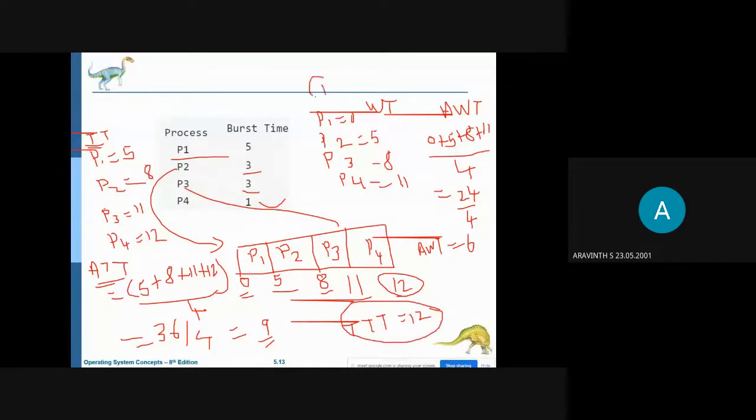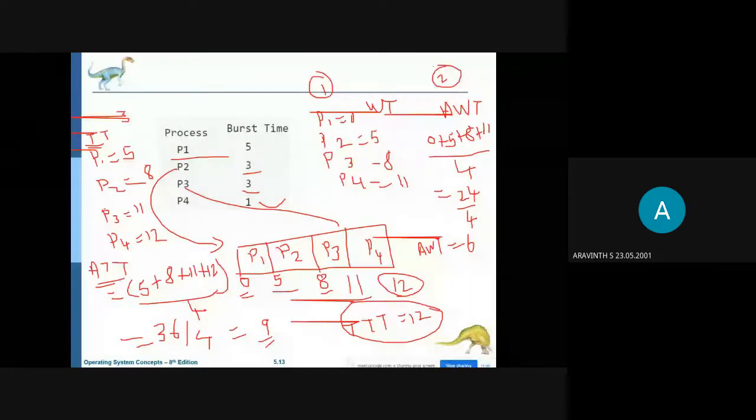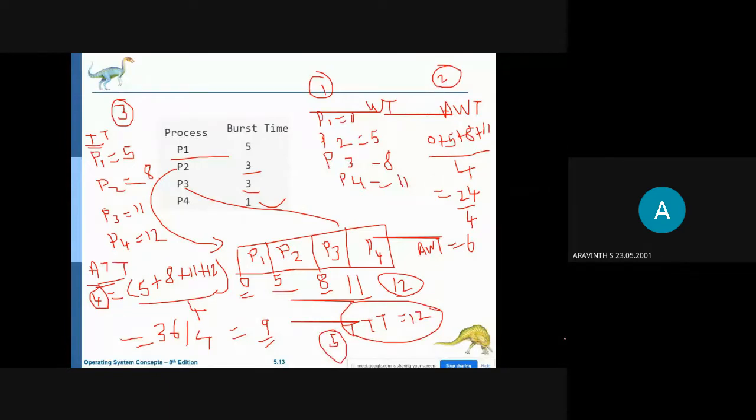So the first one is the waiting time. Second, the average waiting time. Third, the total waiting time. Fourth, the turnaround time. Fifth, the average turnaround time. And the total turnaround time. These are the things you have identified by using this. Okay. Next.